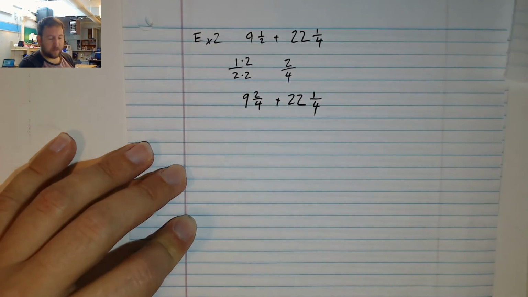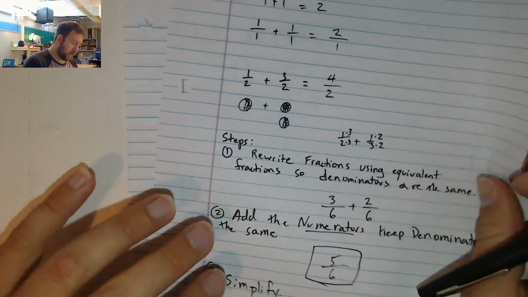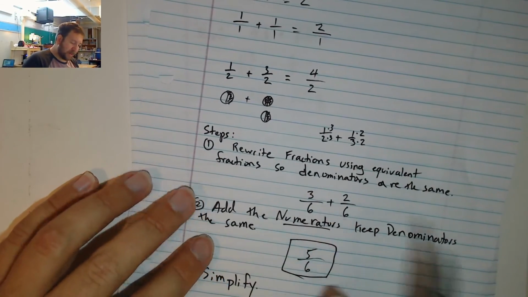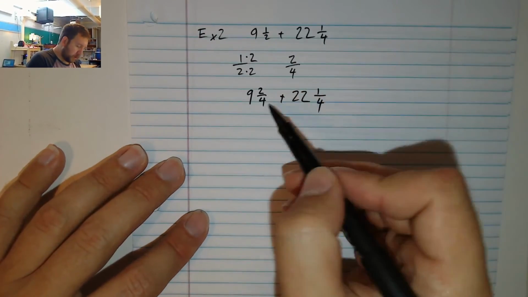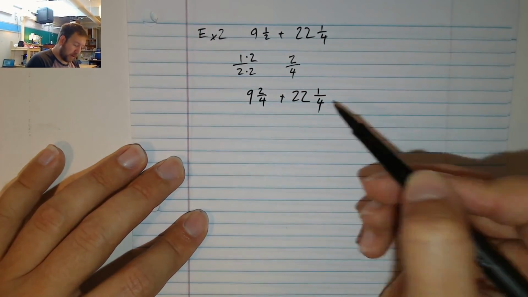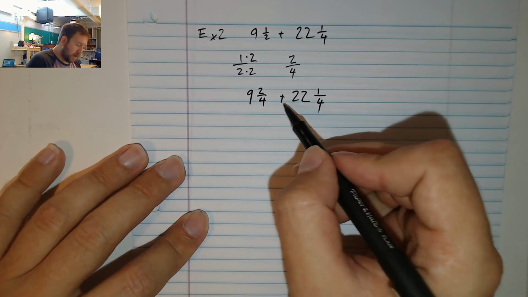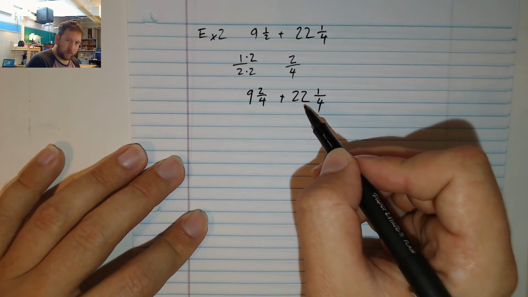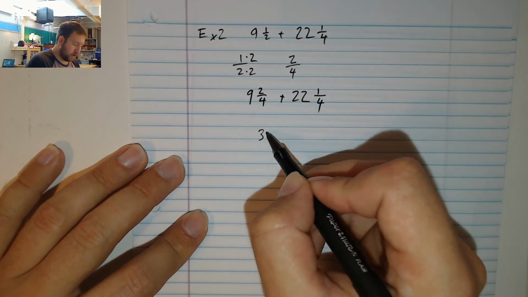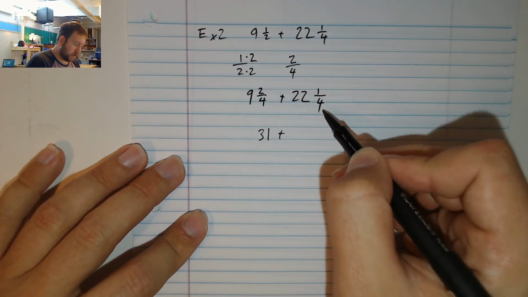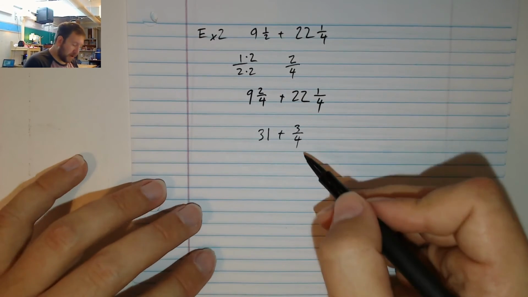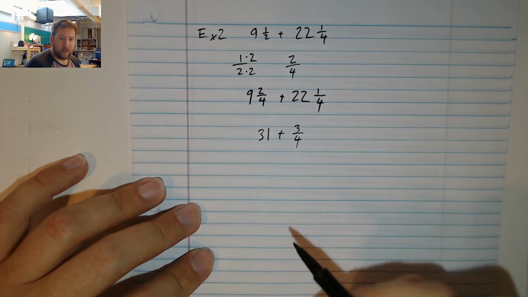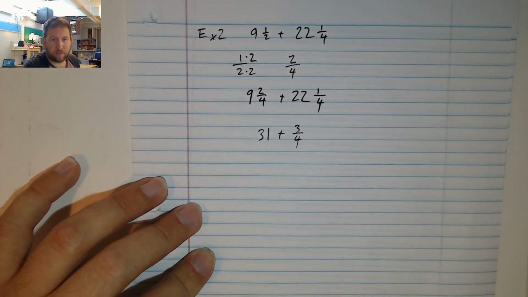Okay, if we remember our second step, now that I've got common denominators, add the numerators and keep the denominators the same. 2 and 1 is 3, and I'm going to keep my 4s the same. So I have 9 plus 22, which is 31, plus 2/4 and 1/4 is 3/4. And that is simplified because I can't get it any lower than that. Okay? Nice. Let's try another one.